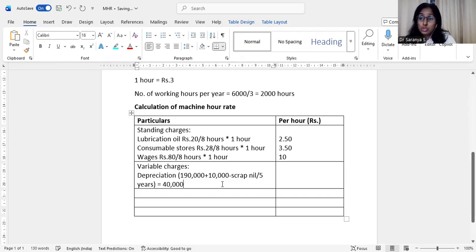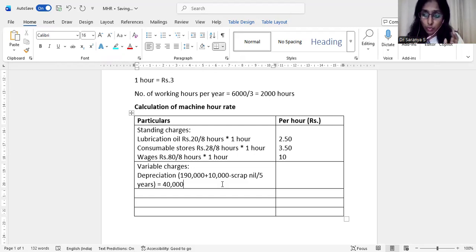Got it? So you should not forget the formula you have studied in the PU. Cost of the asset plus installation minus scrap value divided by estimated life. Here scrap value is nil. So 1,90,000 plus 10,000 minus scrap value, divided by 5 years, we will get 40,000. But 40,000 is for a year. We want to know per hour. What is the machine hour rate? Which means for 1 hour, how much?